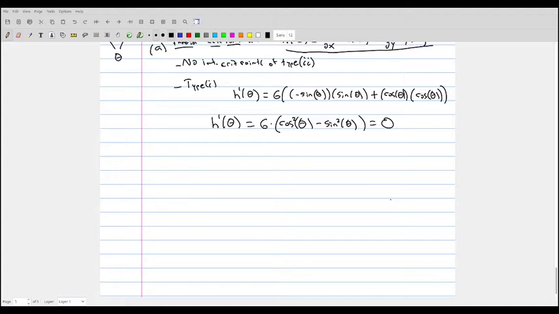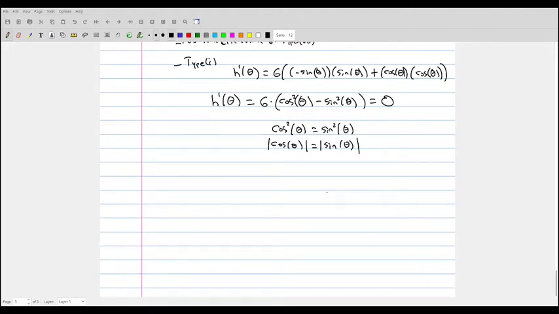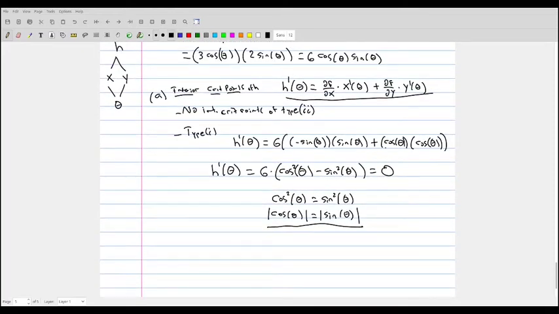And this equation reduces to saying that cosine squared of theta is equal to sine squared of theta. Or taking the square root of both sides, we get that the absolute value of cosine of theta has to be equal to the absolute value of sine of theta. And any point theta that satisfies this condition gives us an interior critical point, interior to the interval for theta from 0 to 2 pi, of this function h itself, because it means h prime is equal to 0.